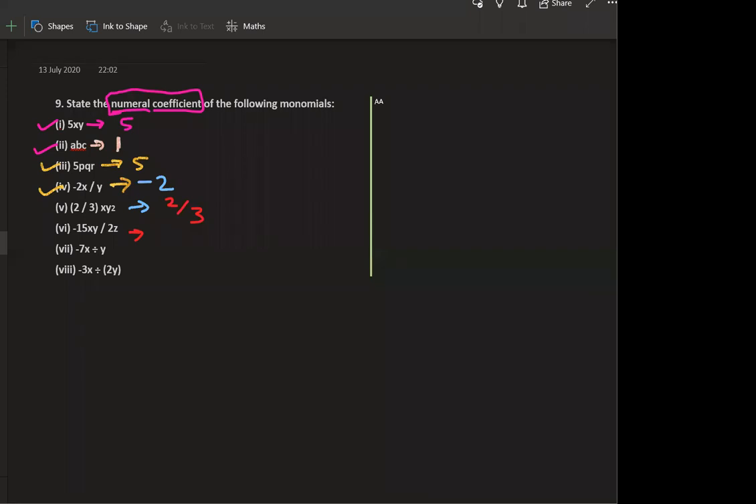Very good, Ali. Now let's talk about the sixth part, minus 15xy upon 2z. आपको क्या करना है, सिर्फ वेरिएबल रिमूव कर दो. x रिमूव किया, y रिमूव किया, z रिमूव किया. तो नंबर्स में हमारे पास क्या, what we have got minus 15 upon 2. Minus 15 upon 2. This is the numeral coefficient.